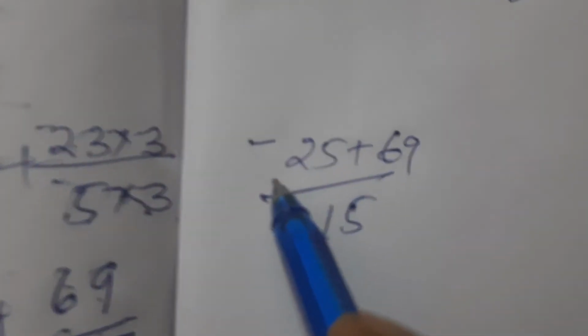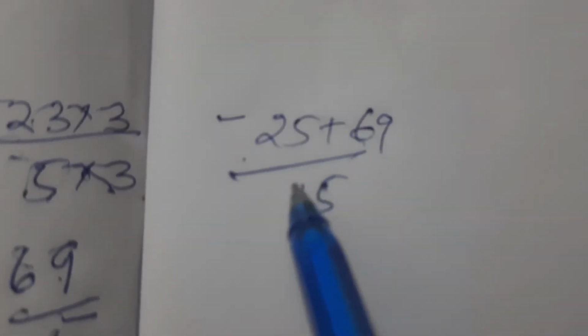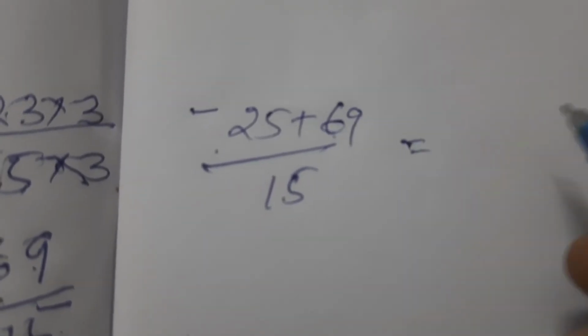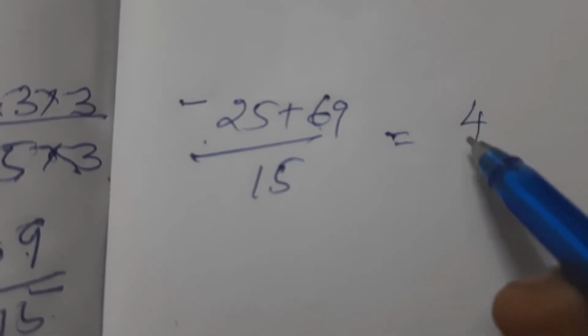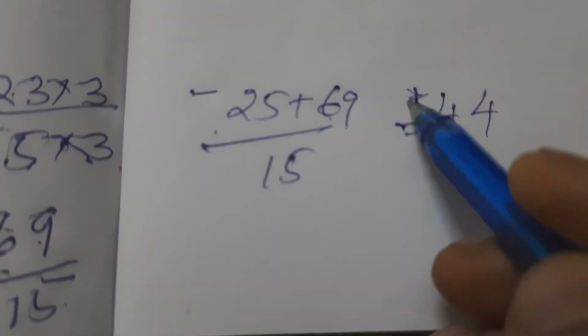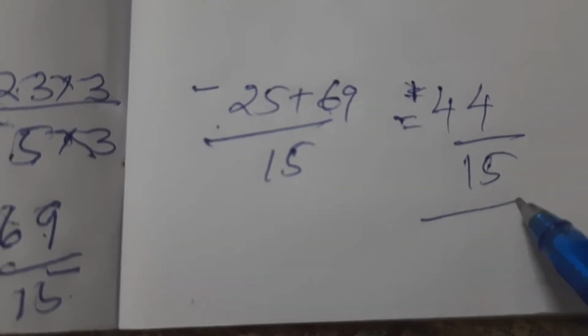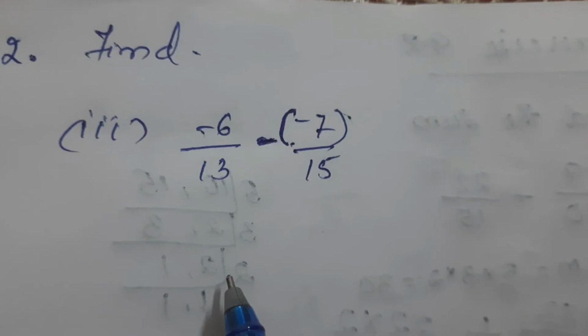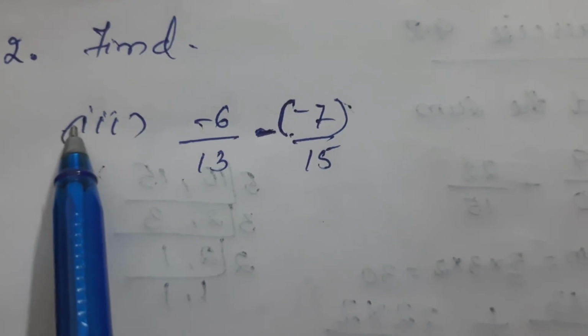Here one is negative, other one is positive. So we need to subtract. When we subtract this, we will be getting 44. That is positive 44 by 15. This is the answer. Let's do the third part of the second question.